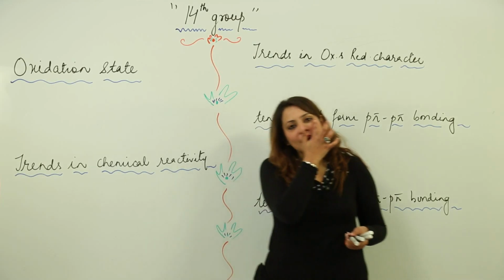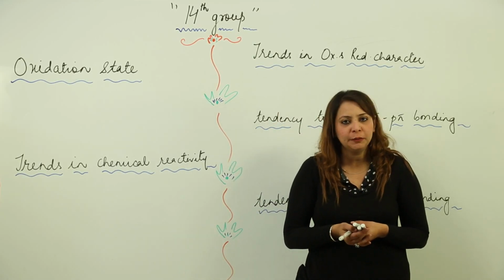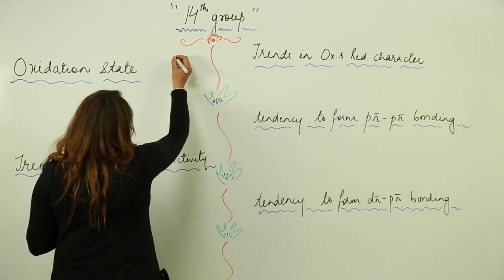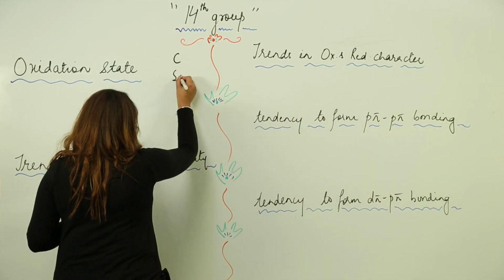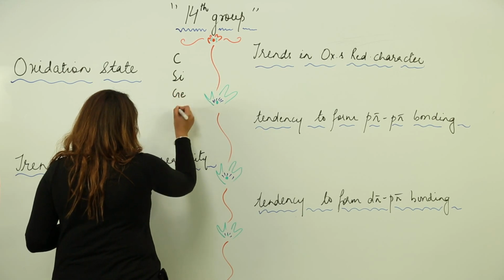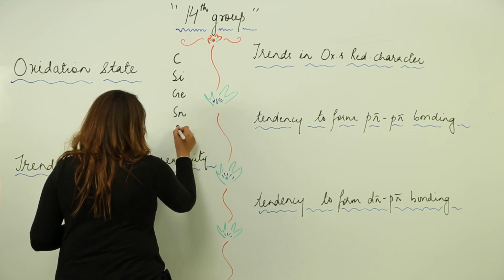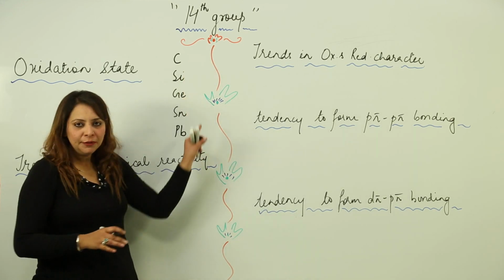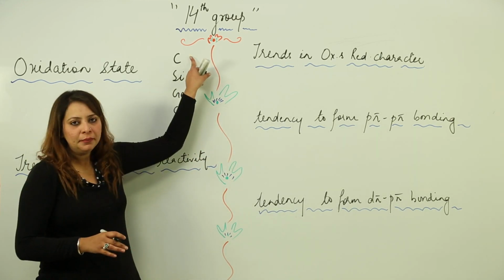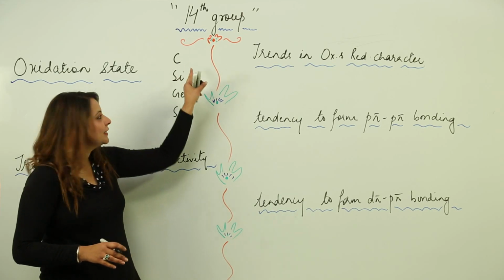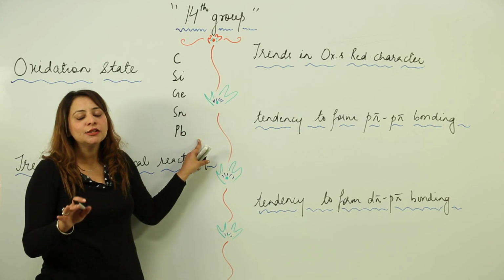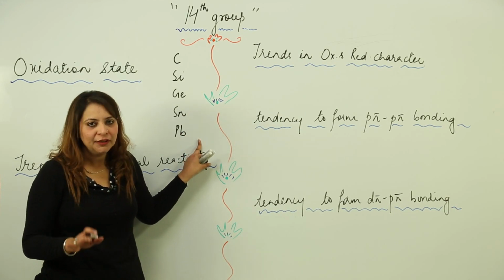Now we are going to start with the 14th group of the p block. As you know, the group 14 elements are carbon, silicon, germanium, tin and lead. We know that these are the members of the carbon family because carbon is the leading member. So all these members belong to the carbon family, you know that.